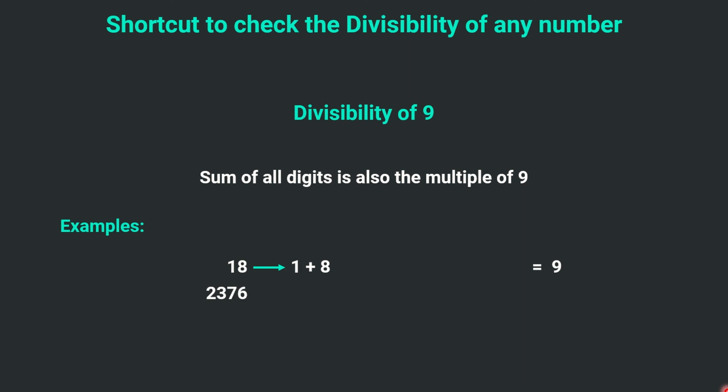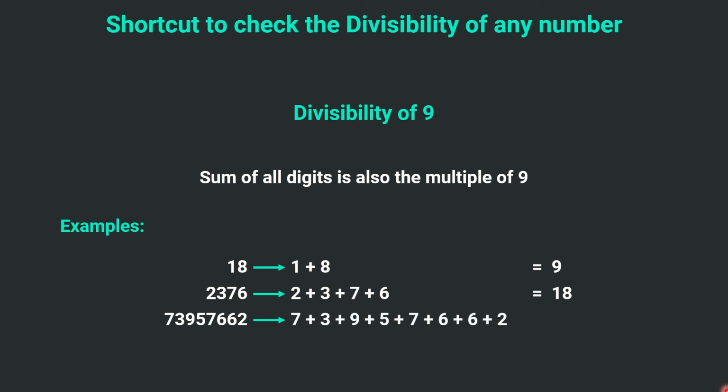Now 2376. So 2 plus 3 plus 7 plus 6 makes 18. So 18 is divisible by 9, so 2376 will also be divisible by 9. Now this number, 73,957,662. Adding all the digits, we have 45. Since 45 is divisible by 9, therefore this complete number is also divisible by 9.